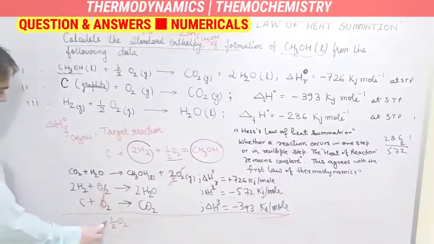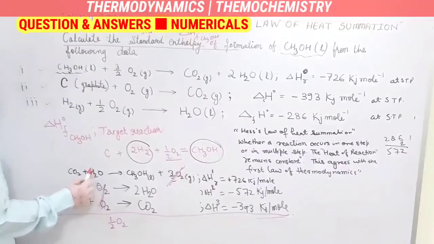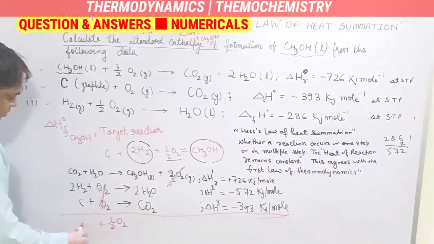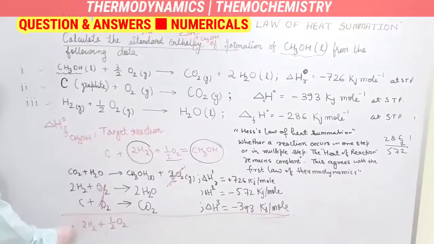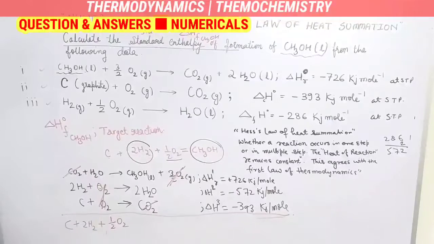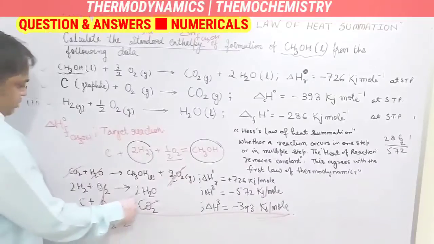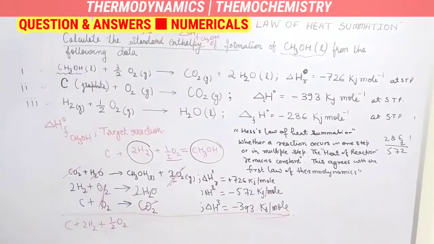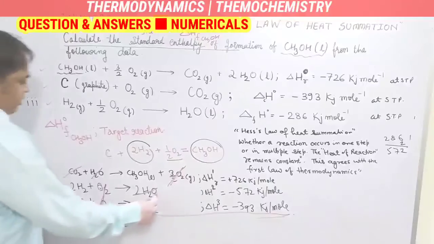2H2 we have got here as per the target reaction. We needed 2H2, so 2H2 we got, and 1 carbon we needed, so 1 carbon is also there. This CO2 gets cancelled with this CO2. One H2O gets cancelled with another H2O, and one H2O is remaining.